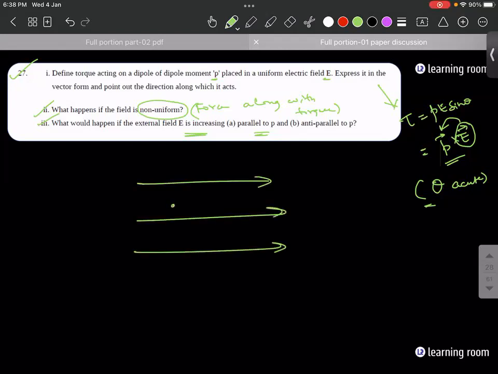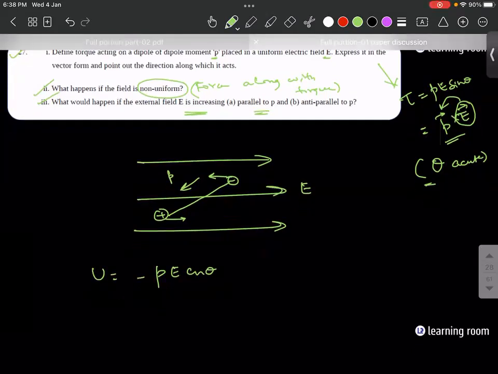If this is how the dipole is placed, this is positive charge, this is negative charge, right? So this is how the dipole moment is going to be. This is the electric field. So what is the potential energy? U is equal to minus PE cos theta. So indirectly, Nitish, you're asking a question about the stable and the unstable equilibrium. Yes, sir.